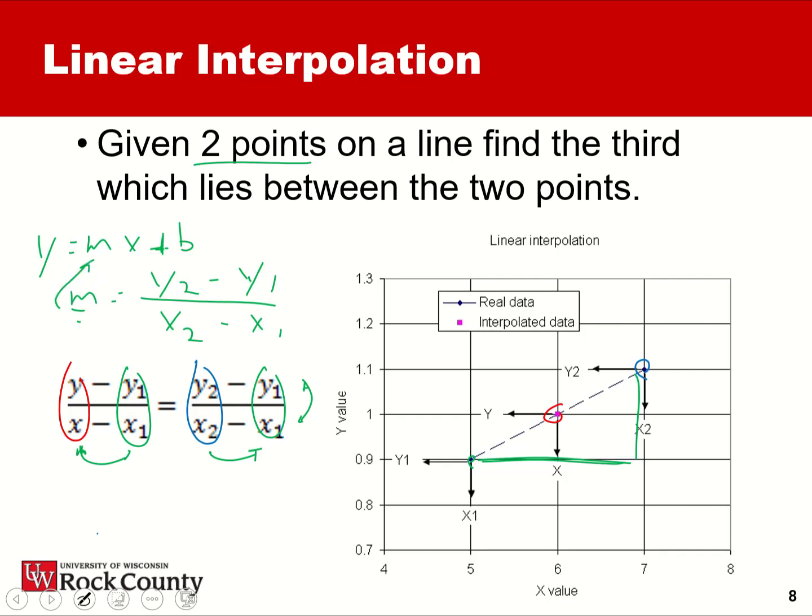And then how do I solve for b, this y-intercept? I now know my slope m. All I have to do is put in one of these points.